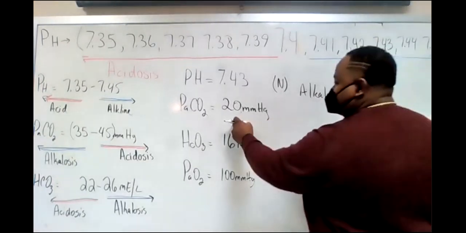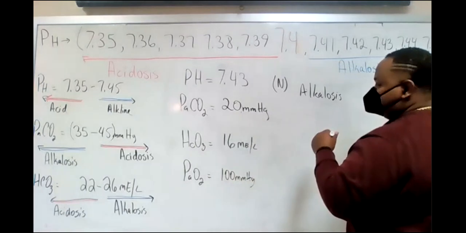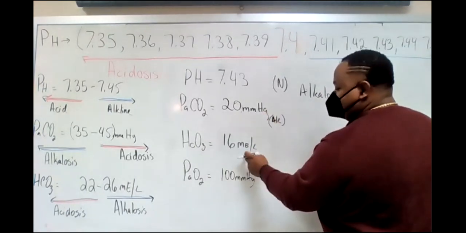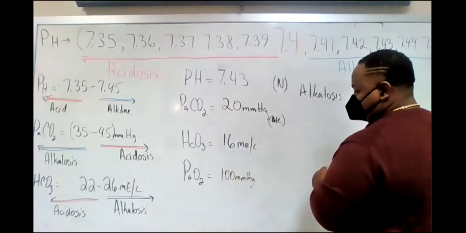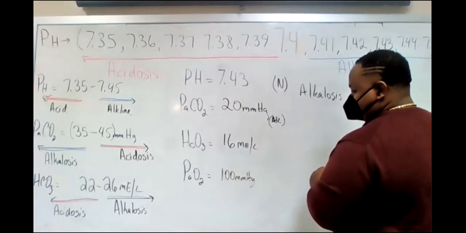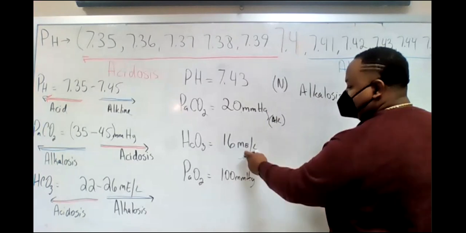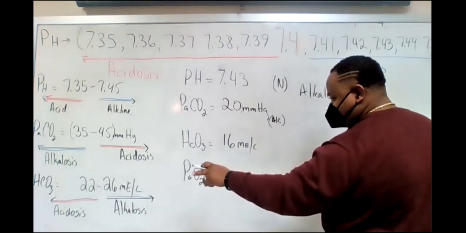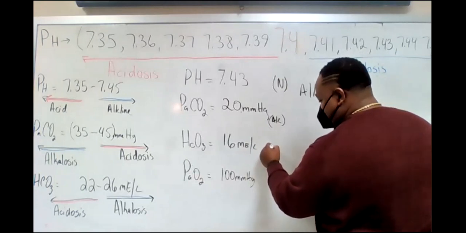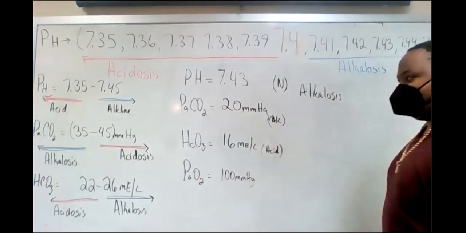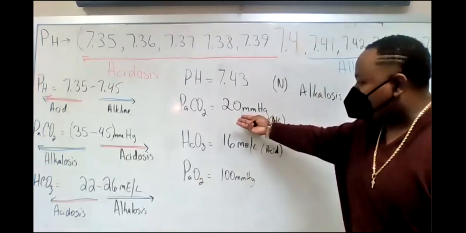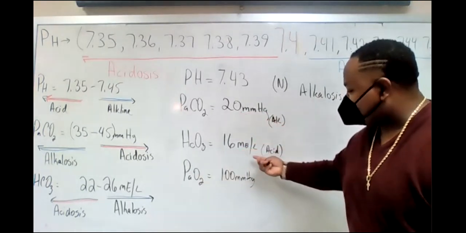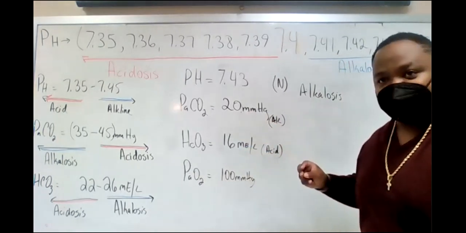Well, let's see. What is CO2 doing? Alkalosis. And what's bicarb doing? Acidosis. There you go. Bicarb is 16. That is acidosis. Acid. See that? CO2 is 20. That's alkalosis. Bicarb is 16. He's acid.